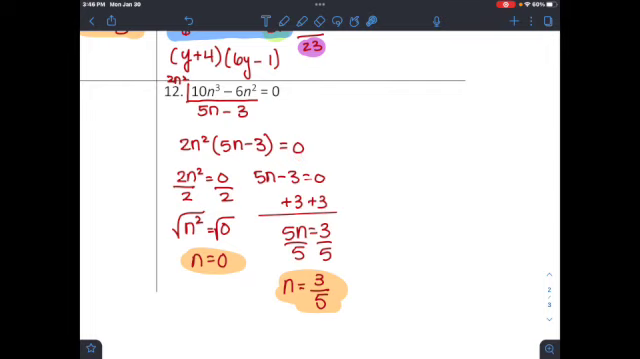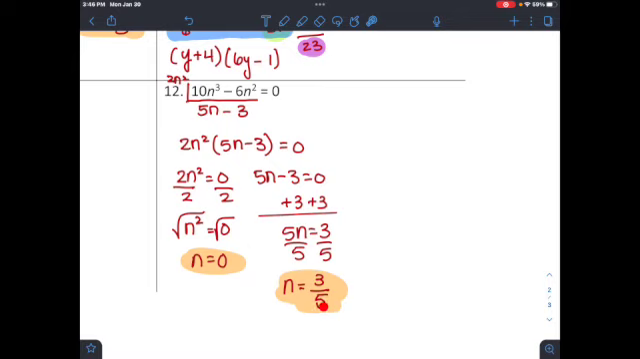And those baby equations will have 2n squared equals 0, divide by 2, and square root n squared. That will give you square root of 0. That's going to be 0. And then the other one is 5n minus 3 equals 0. If you add 3 to both sides and divide by 5, that gives you n equals 3 over 5. And therefore, that is going to be your answer.